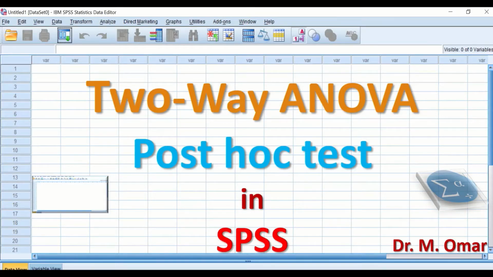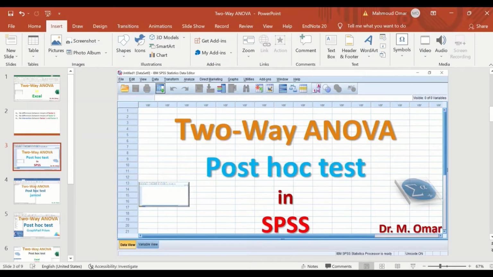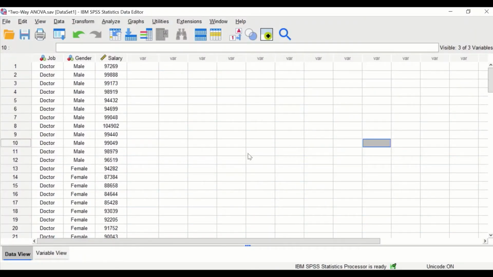Two-way ANOVA followed by post hoc test in SPSS. Two-way ANOVA is factorial ANOVA. Here in this SPSS, we have data that have three variables. The first two variables, which are independent variables, are the job and the gender.